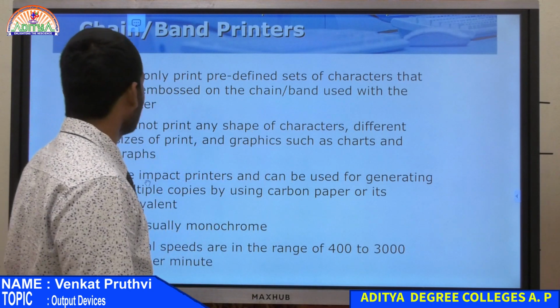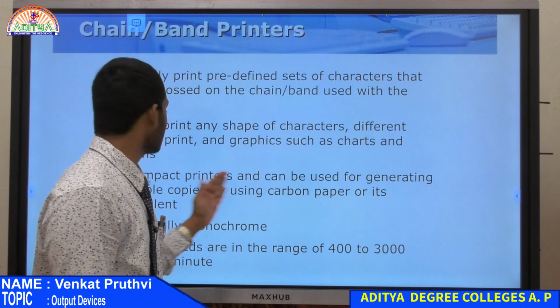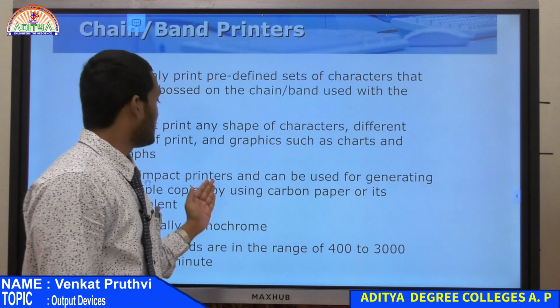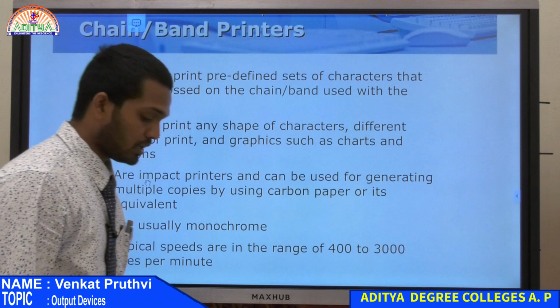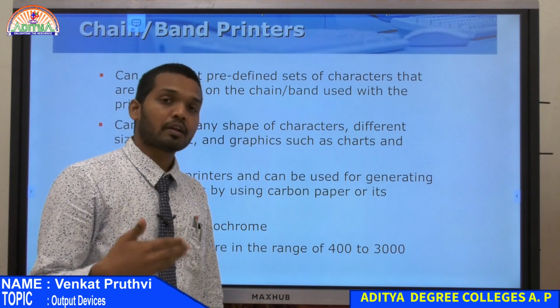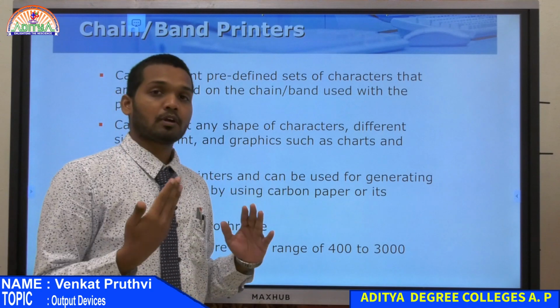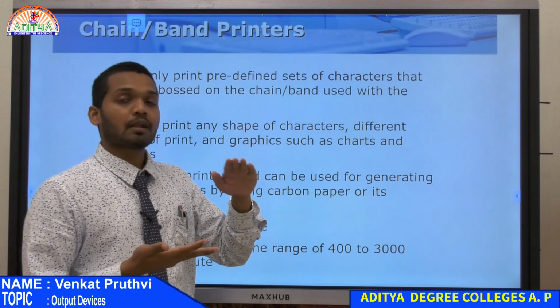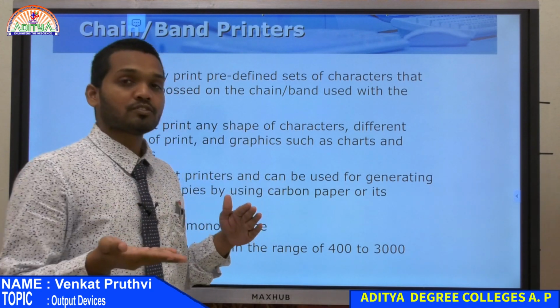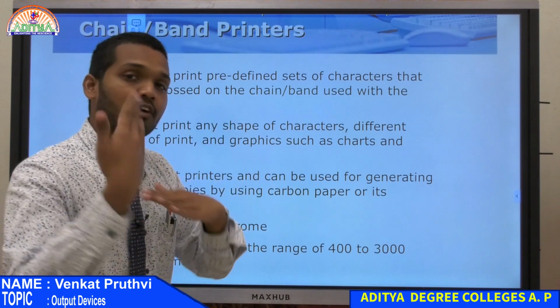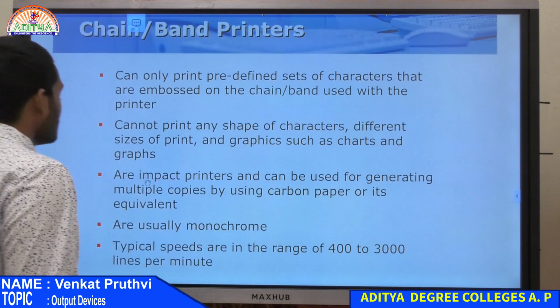Okay, and they are impact printers and can be used for generating multiple copies by using carbon paper or its equivalent. Whenever you are using carbon paper or its equivalent, what is happening? These impact printers are able to generate multiple copies. The first copy will have a carbon paper that will produce one more print, and that will print one more output. They are usually monochrome.